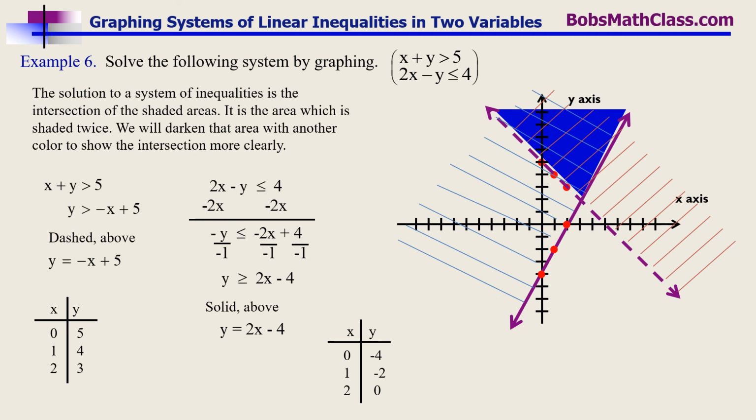Okay, so we graphed inequalities. Whenever we have a system, it's going to be the area that's shaded twice. If we have 3 inequalities, it's going to be the area that's shaded 3 times. If it's 4 inequalities, it's got to be the area that's shaded all 4 times. Kind of tricky, but that's the idea.